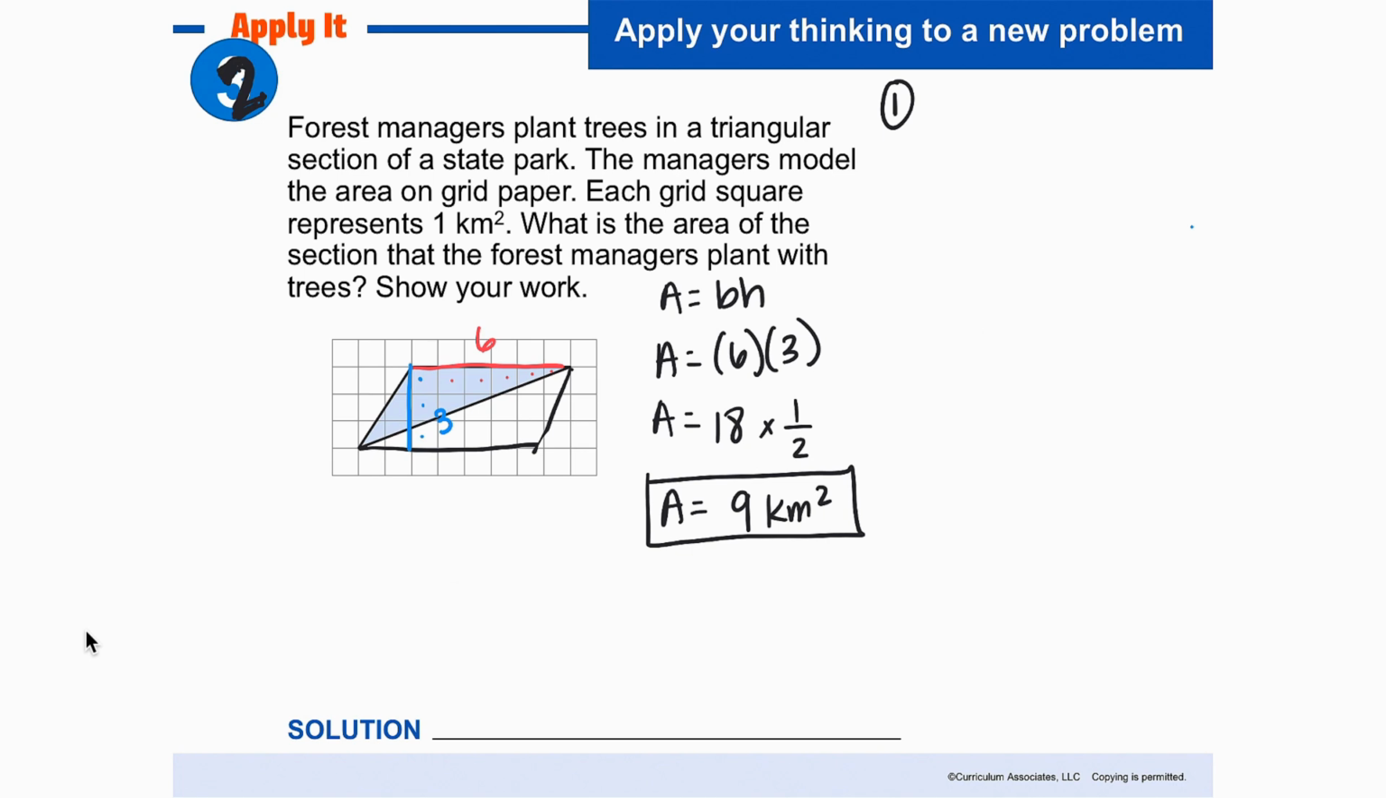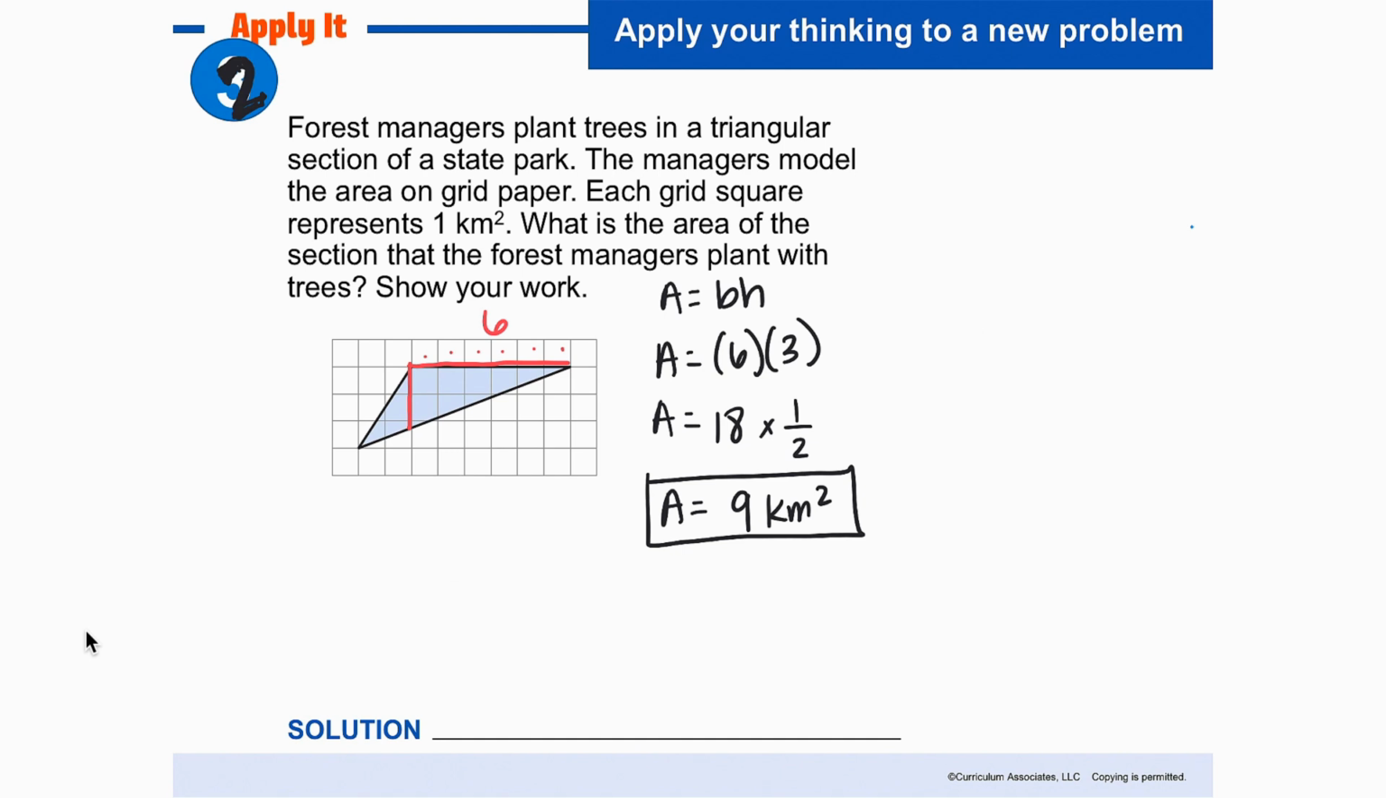Okay, that's the first way to do it. The second way to do it is looking at it just with measurements. So again, we have our base. We have 1, 2, 3, 4, 5, 6. And then we're going to look at our height here.